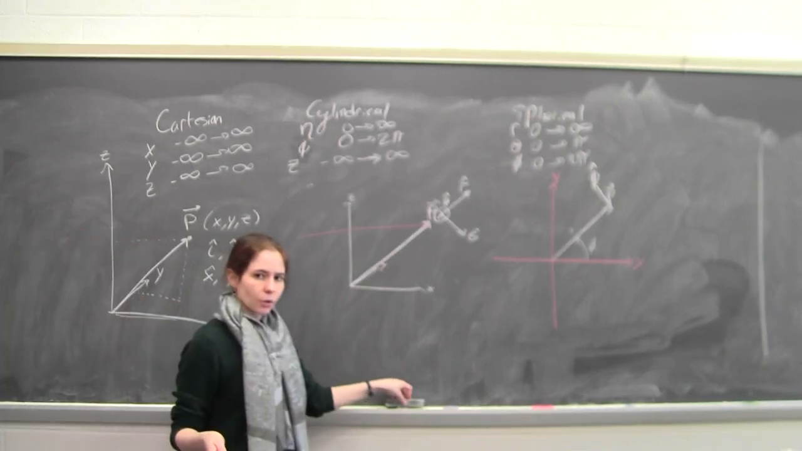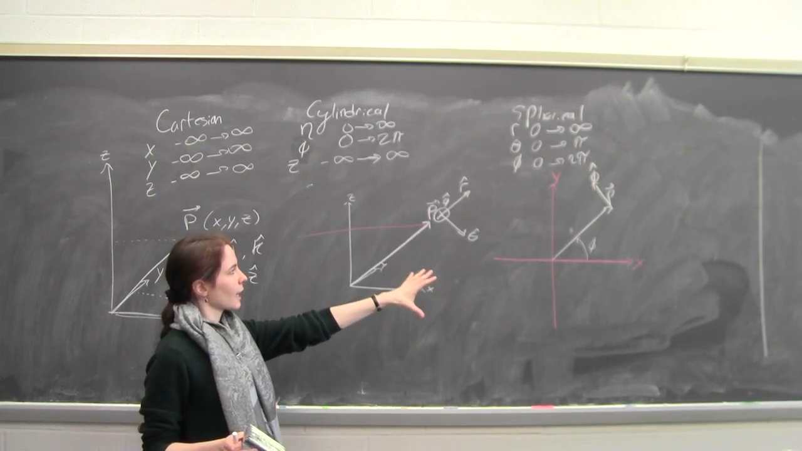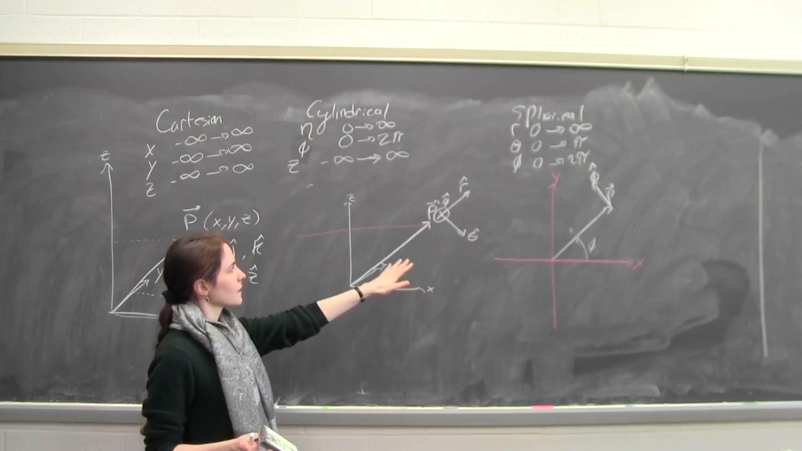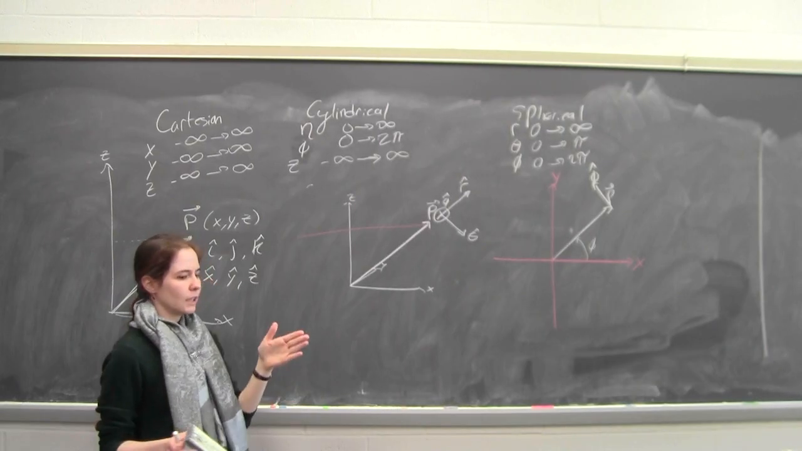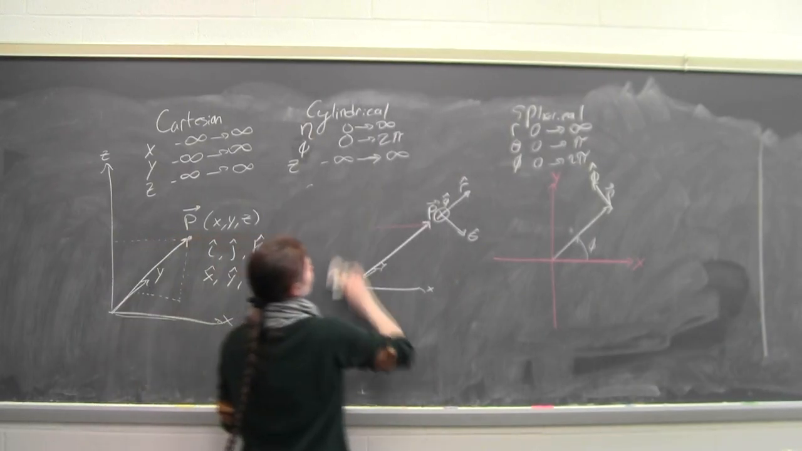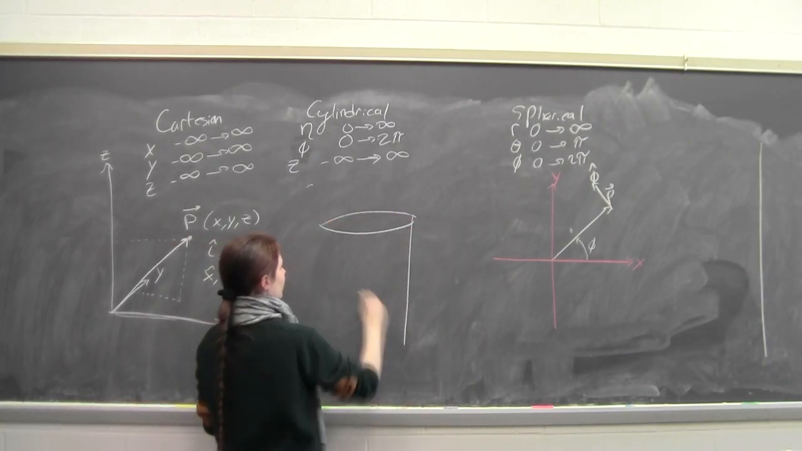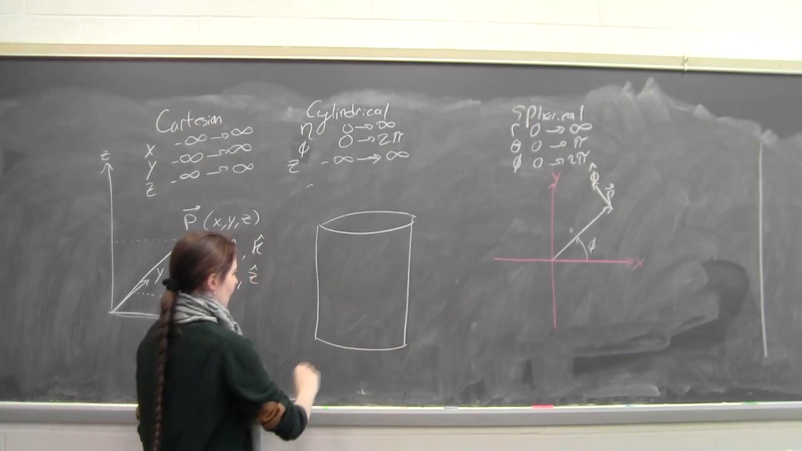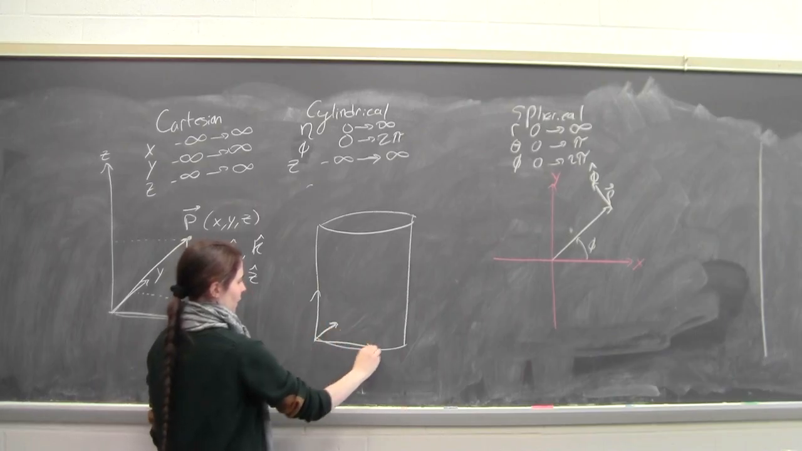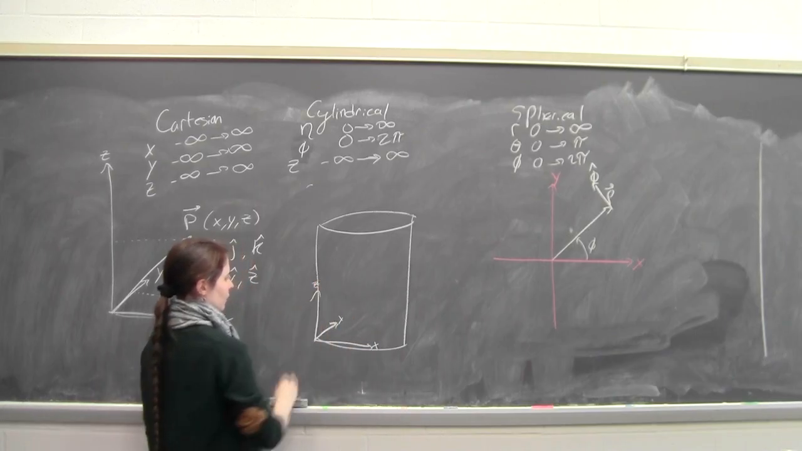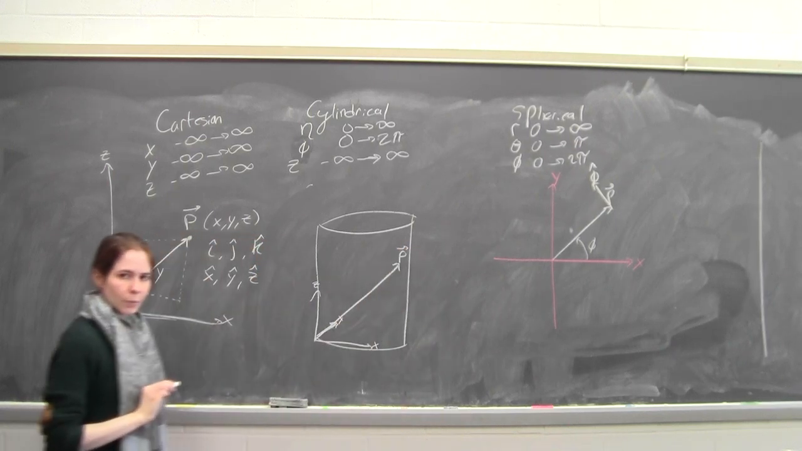Finally, in cylindrical coordinates, we're going to have a phi hat that behaves very similarly to the phi hat in spherical coordinates, and we're going to have, instead of an r hat, an eta hat that behaves very similarly to r hat. So in a cylindrical geometry, we have our cylinder here, and let's say that this is our origin, again in the bottom left-hand corner of the cylinder, and we have some vector p.